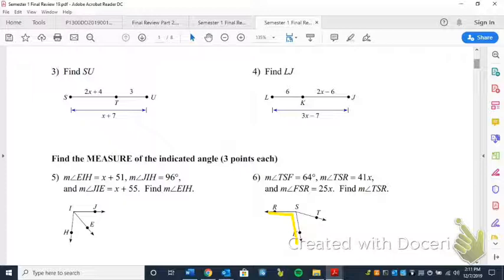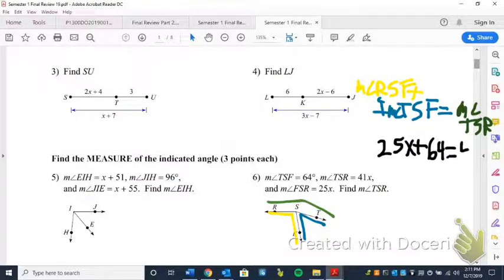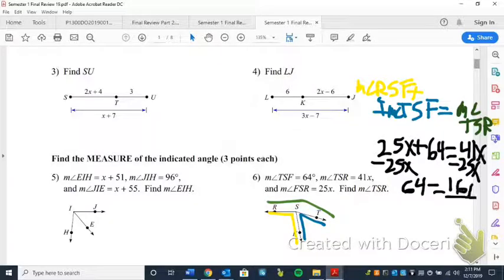Same idea for 6. RSF, or FSR rather, is yellow. TSF is blue, and TSR is green. So the measure of RSF plus the measure of TSF equals the measure of TSR. So my yellow, FSR, 25x. My blue, TSF, 64, equals 41x. So I just need to subtract 25x from both sides. And I get 64 equals 16x. Divide by 16, and I get x equals 4.